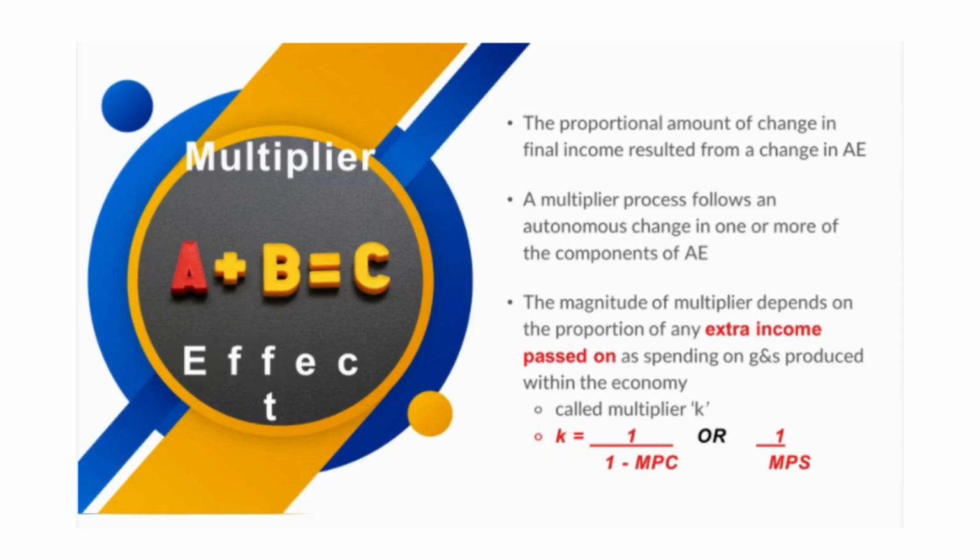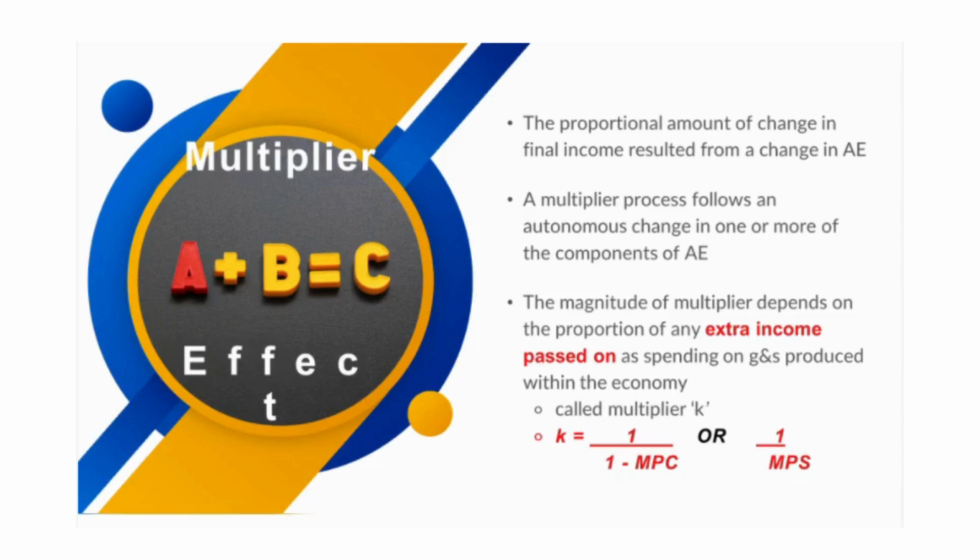In a simple economy, the effect depends on the proportion of income that is saved and not spent. Thus, the strength of the multiplier depends on the proportion of any extra income passed on as spending on goods and services produced within the economy. Thus, the magnitude of the multiplier is directly related to the marginal propensity to consume. For example, if a person receives $100 extra income and, as a result, they spend an extra $60 on domestically produced products, then the MPC is 0.6.